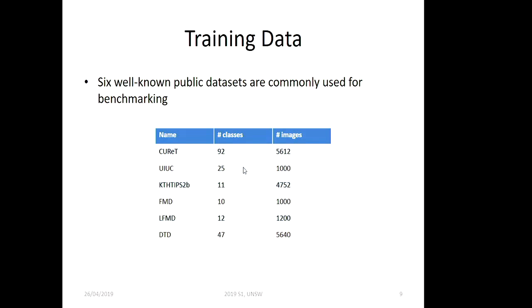There are also a large number of classes in these datasets. For example, for the UIUC database, you will want to classify the 1,000 images into 25 classes. So it's a very difficult problem. Even though it's been studied for many years, for many of these databases, you can still only reach around 70% accuracy. So it's a much harder problem than handwritten digit recognition.